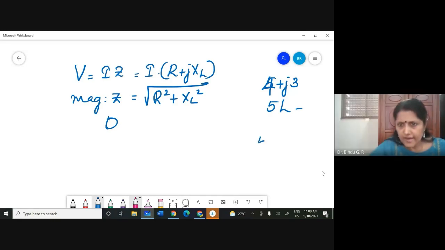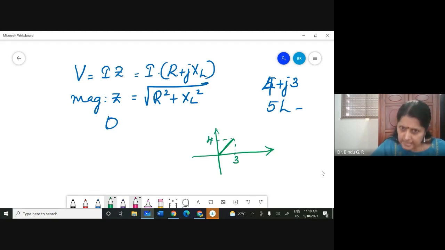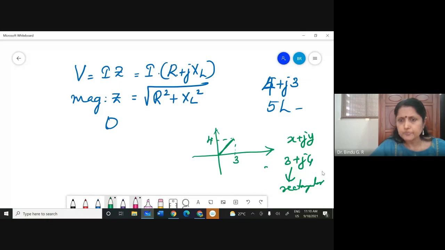Suppose you have a vector, and I'm taking xy coordinates. Suppose I have a vector like this, having 3 and 4 as the x and y coordinates respectively. This vector can be represented as x plus jy. So we can say 3 plus j4. That is called the rectangular form of representation. The same vector can be represented in the polar form also.